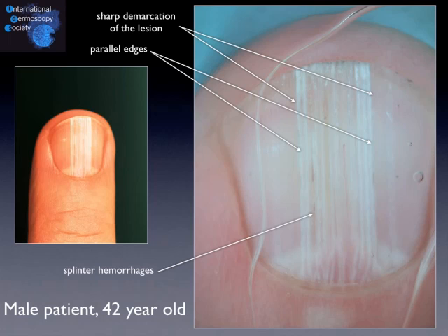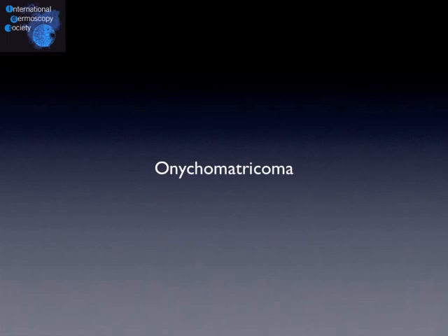Since the lesion is very regular in its shape and very parallel in its border, it's more in favor of a benign lesion, and we propose the diagnosis of onychomatricoma. Onychomatricoma is a benign rare tumor of the nail matrix, and histopathology of this lesion confirmed that diagnosis.